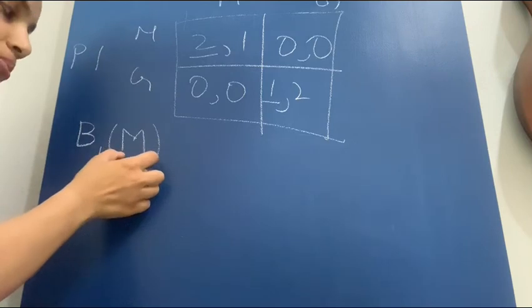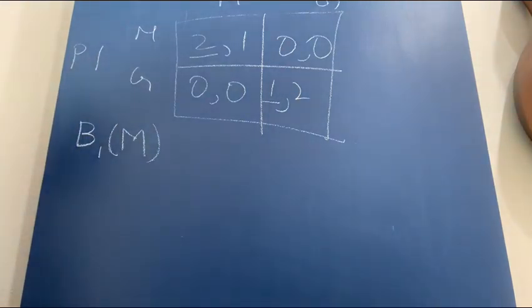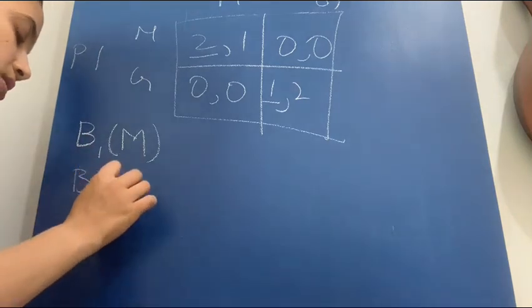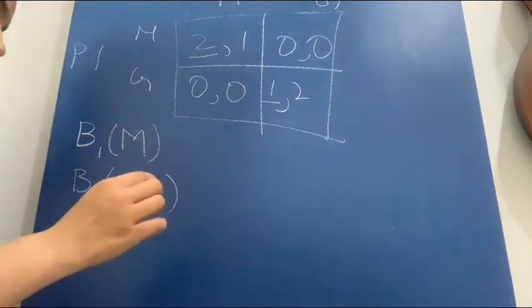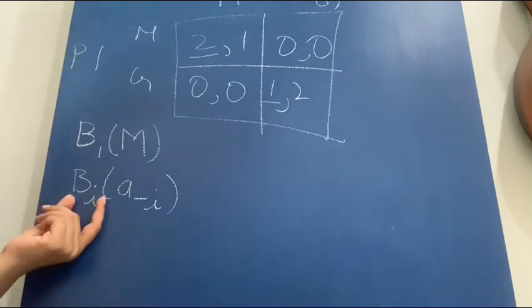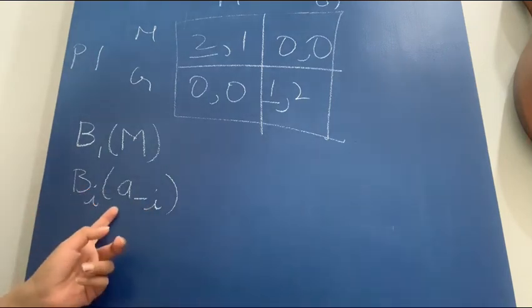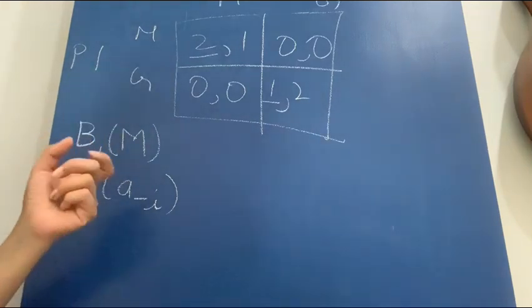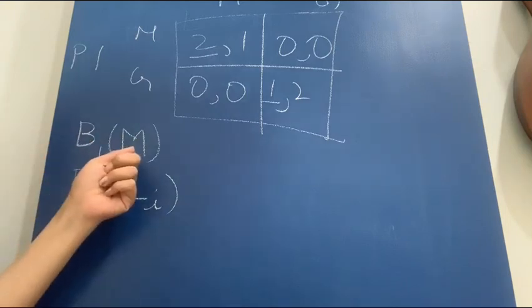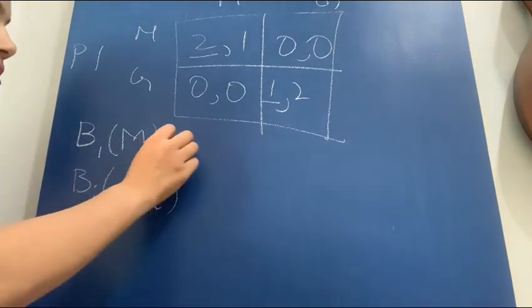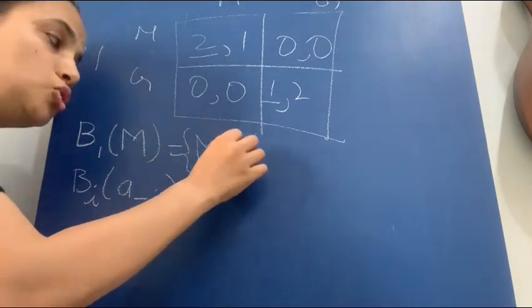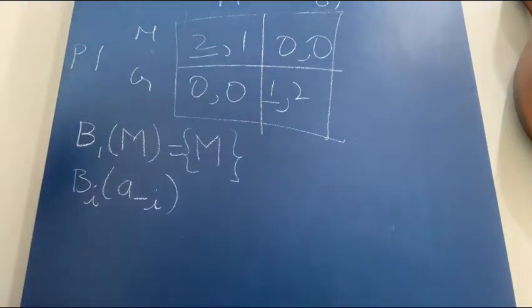Now, whatever we are writing in the bracket here is the action of the other players. In this particular game, there's just one other player. If there are more than one player, then it would be B_i(a_-i). So, best response of the ith player given that the other players are playing this action profile. So, best response, for example, in this game of player 1 when the second player has played M is equal to M only. Sometimes there can be two best responses also, or more than one best response also.